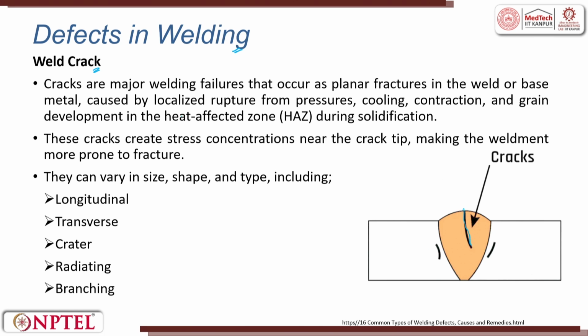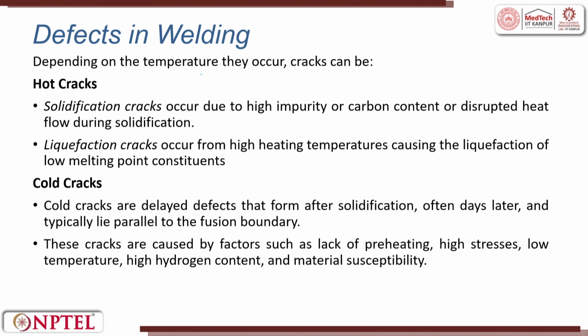A planar fracture in the weld or base metal is caused by a localized rupture from pressures, cooling, contraction and grain development in the heat affected zone. These cracks are stress concentrated near the crack tip, making the weldment prone to failure. They are of various size, shape and type. The cracks can be longitudinal, transverse, crater, radiating and branching. So these are branching cracks. There are different types of cracks possible, and depending upon the temperature, there can be a hot crack or a cold crack.